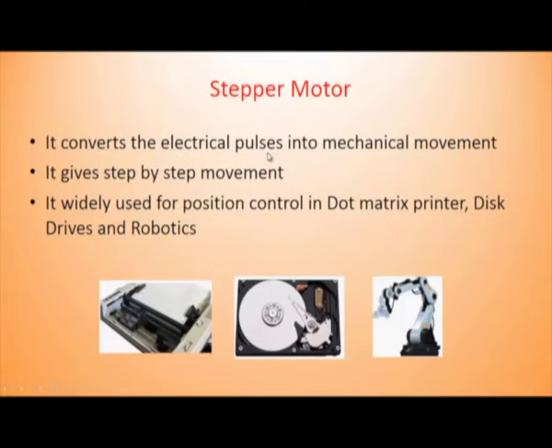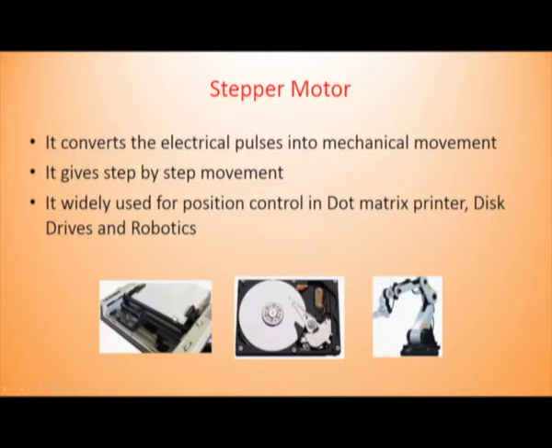Due to this mechanical action, by giving the electrical signal, the motor starts to move the knob, which is used for holding a particular position. It gives step by step movement. It is widely used for position control in printers, especially dot matrix printers, disk drives and robotics.